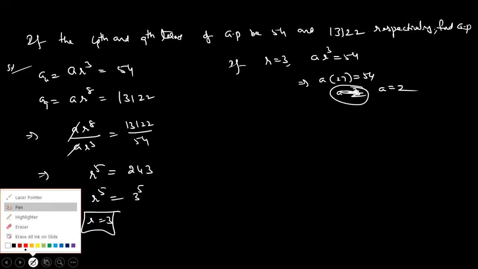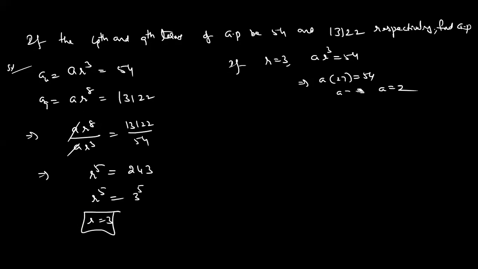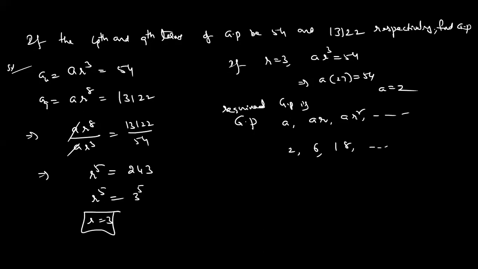Write the sequence, anyone? What is the answer coming? Therefore, the required GP is A, AR, AR square and so on. A means 2. 2 into 3 is 6. 2 into 9, 18. And so on. Next 2 into 4, like this coming. Yes, absolutely. 12 is not possible. Check it. Good.